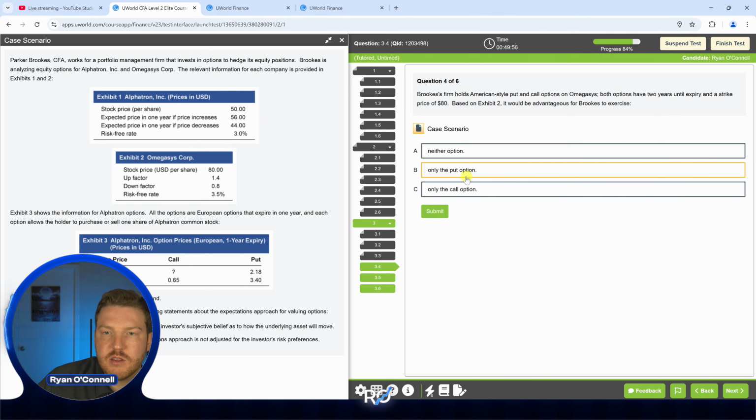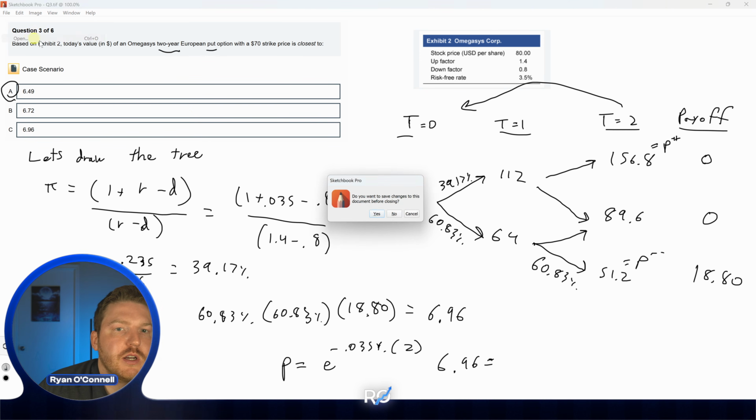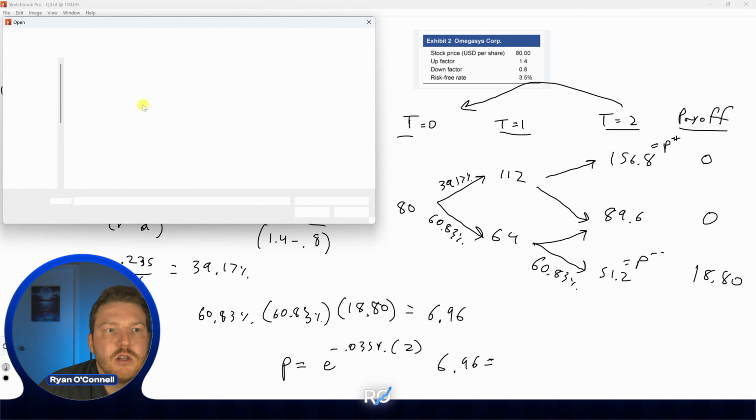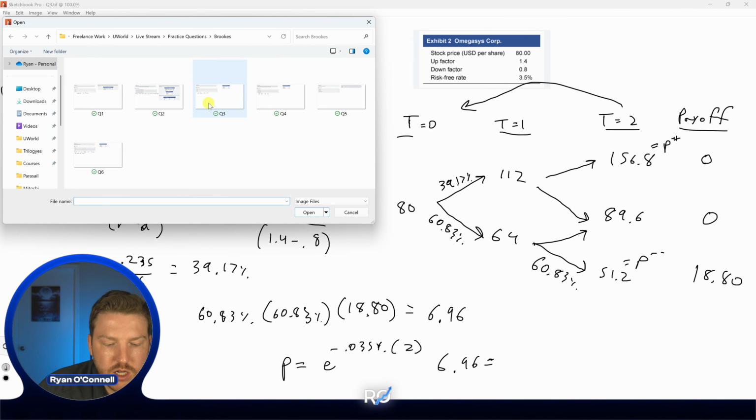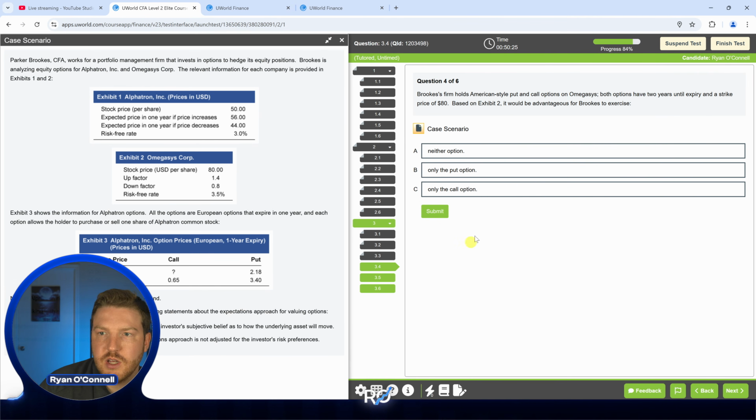And so one thing we can do is basically draw out a tree for both of them to figure out if it would ever have been advantageous to exercise this one. So let me open up the next question real quick, which I think is question 4. Yeah. So we could draw a tree. So we're wondering if it's ever going to be advantageous to exercise either of these.